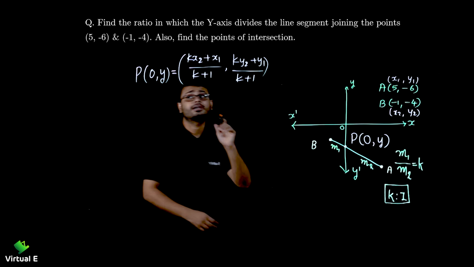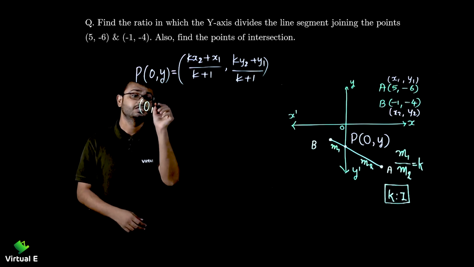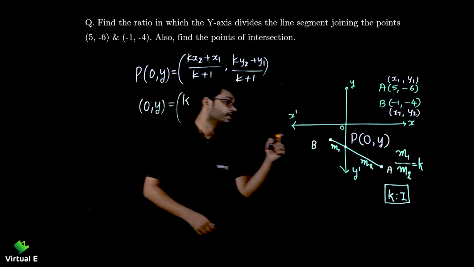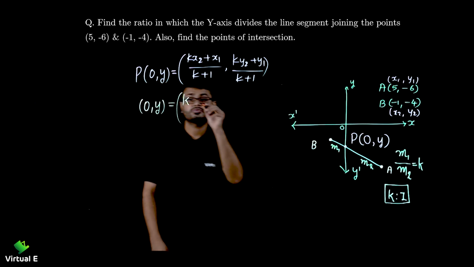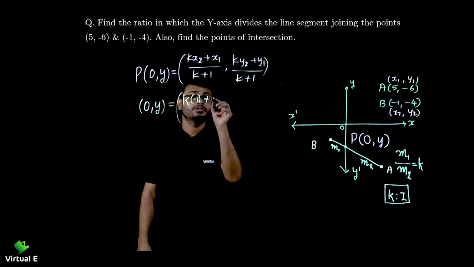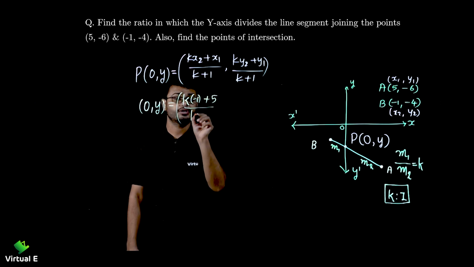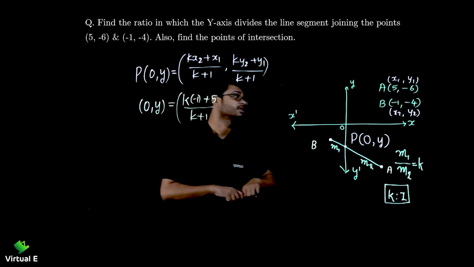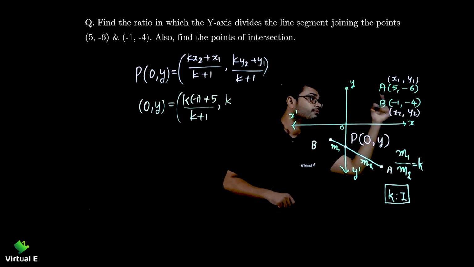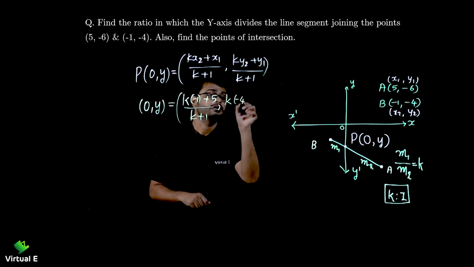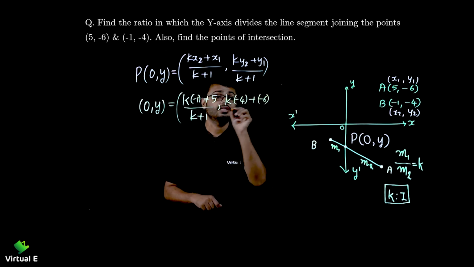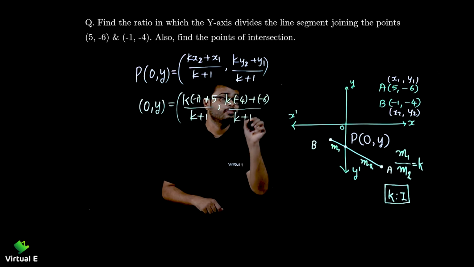So what I'm going to get here, it will remain as it is: 0 comma Y is equal to K as it is. What is X2? Yes, minus 1. Plus, what is X1? 5. So 5, and denominator K plus 1 as it is. Done. Comma. K, I don't know. What is my Y2? Minus 4. Then plus, what is my Y1? Minus 6. Then denominator K plus 1.